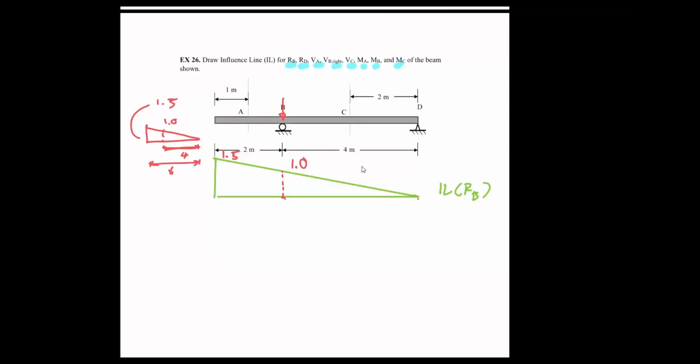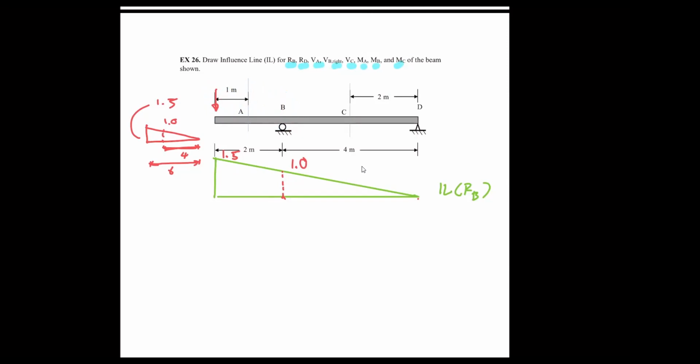So you see, this is the value of the reaction at B when your load is now here. When your load is now here, the reaction at B is equal to 1.5. So that makes sense, right?